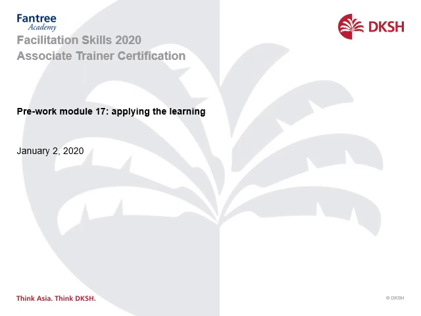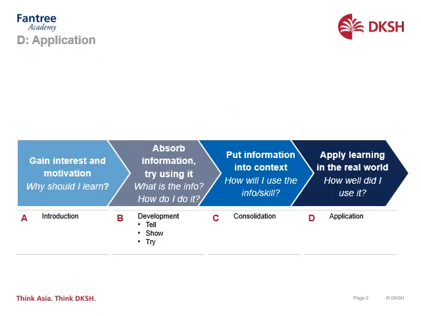As we've said several times, the goal of learning is to get people to take the learning from the classroom and actually apply it on the job. And that's step D, application, applying learning in the real world. And so you, as an associate trainer, have a role to play in helping the learner transfer that learning out of the classroom and applying it back on the job. So let's talk about some things you can do to really do that effectively.